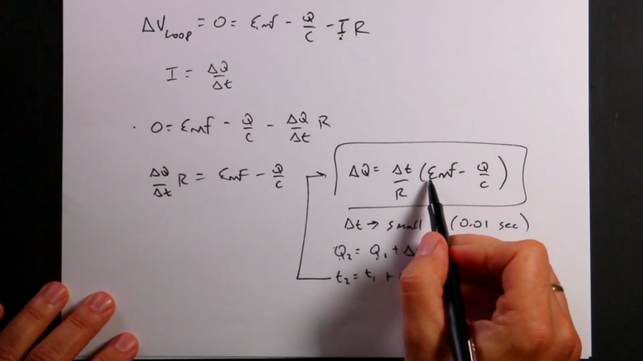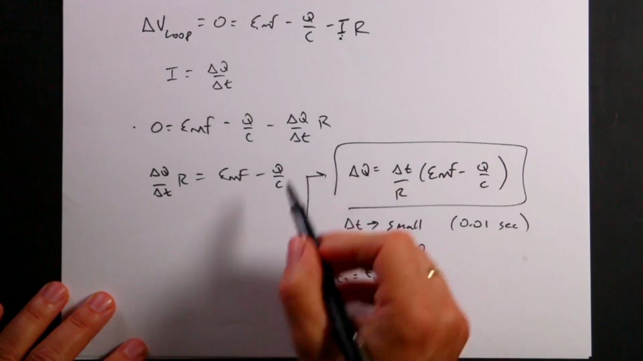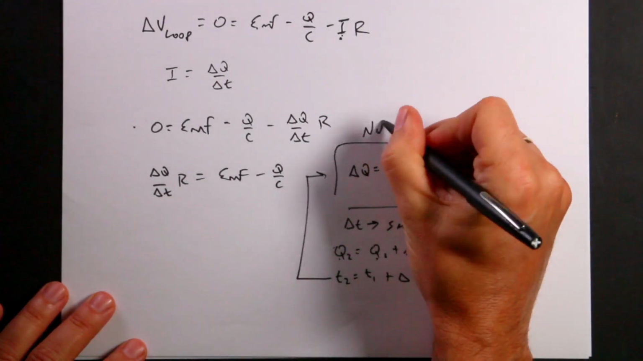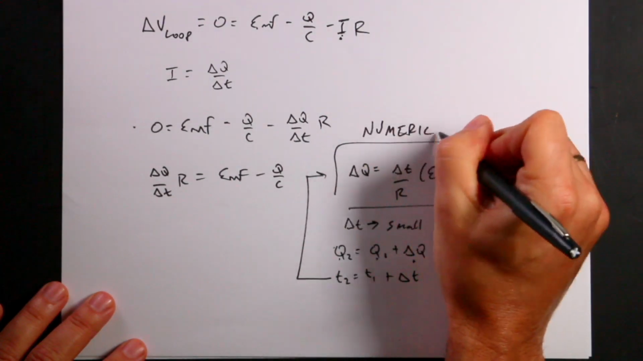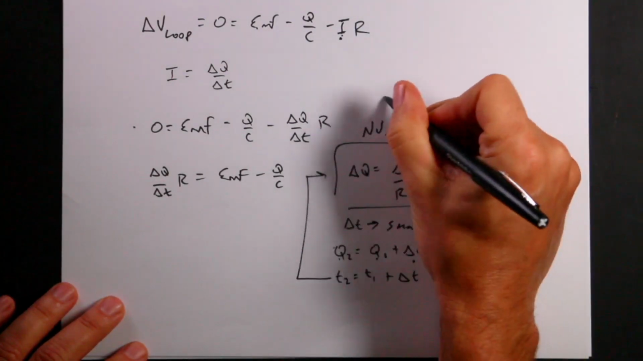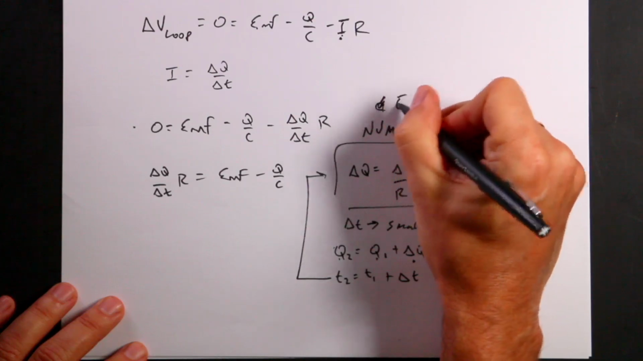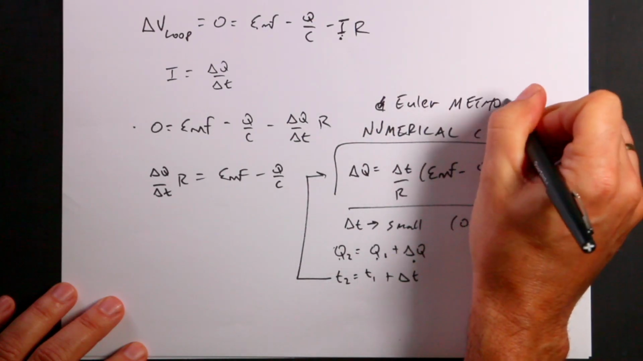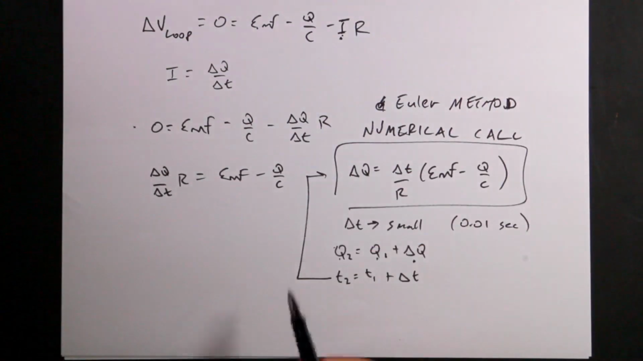So I can go up here and calculate my new delta Q. And I just repeat this over and over and over again. And this is a numerical calculation. I could just do this, numerical calc. And this is actually the Euler method. And I could do this on paper by just doing these steps a whole bunch of times.